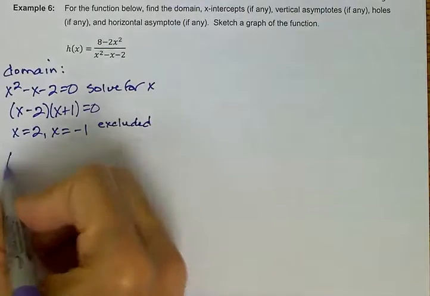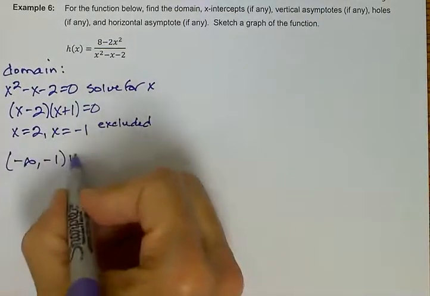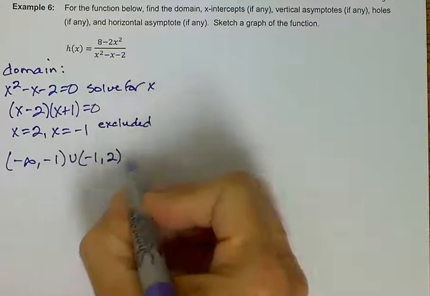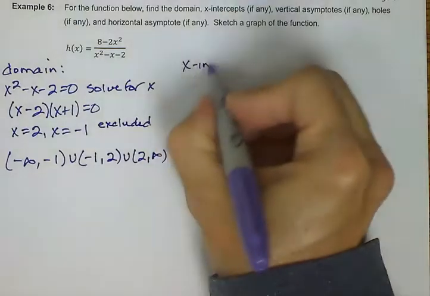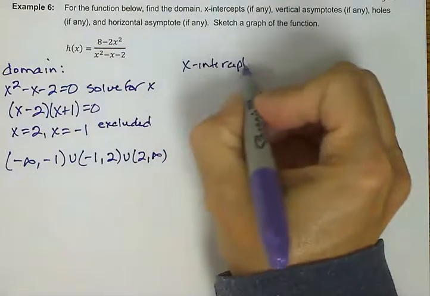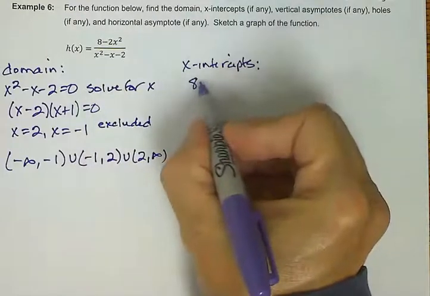If I want to write my domain in interval notation, that would be negative infinity to negative 1, and then negative 1 to 2, and then 2 to infinity. Now for my x-intercepts, this time I'm taking the numerator and setting it equal to 0.